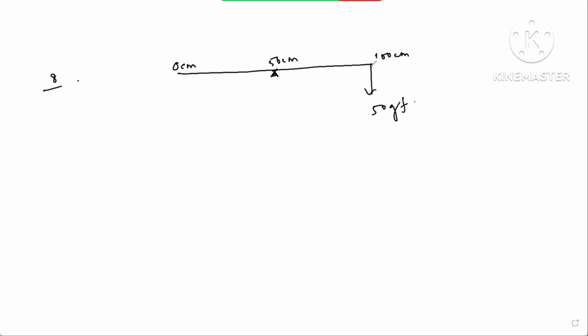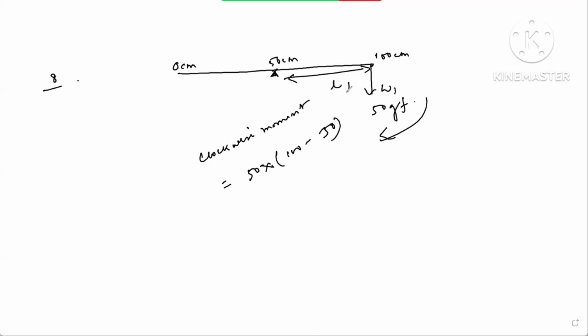So if we suspend the weight here, it will produce a clockwise moment. So what will be the value of the clockwise moment? Clockwise moment equals 50 into 100 minus 50, because this is the distance. You can say this is W1, this is L1. So 50 into 50, that is 2500 gram force centimeter.